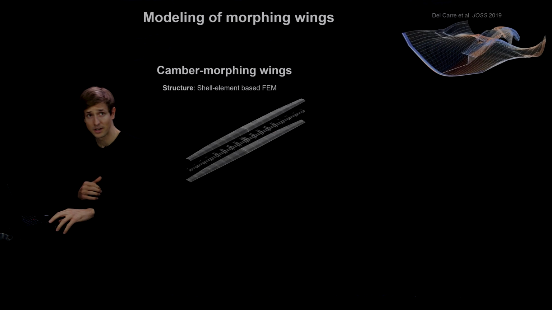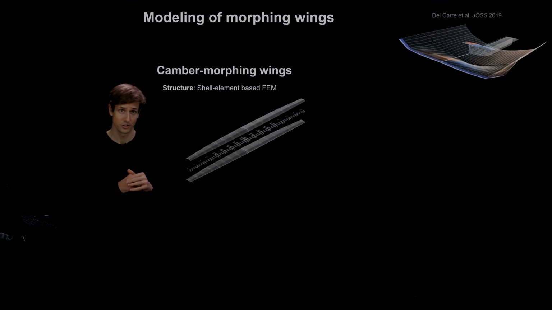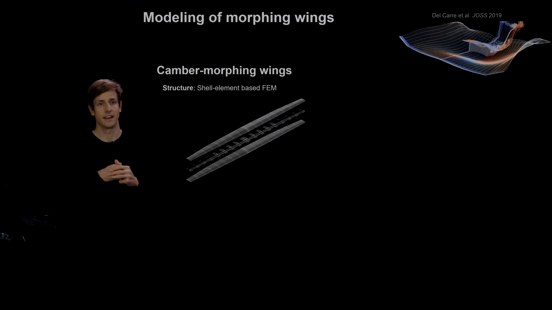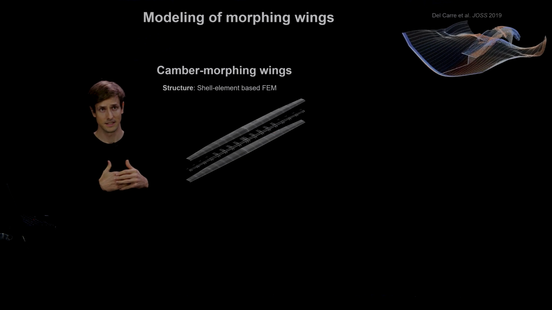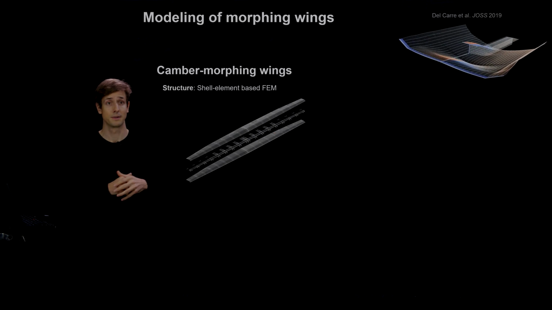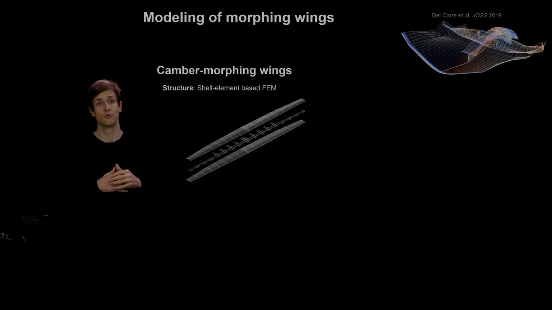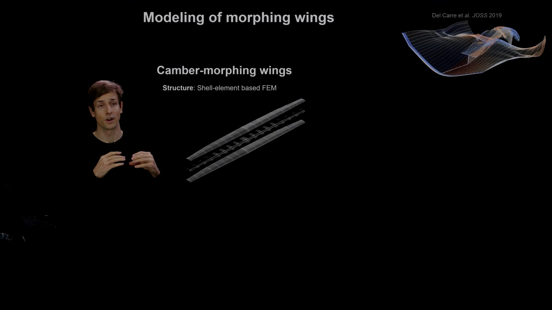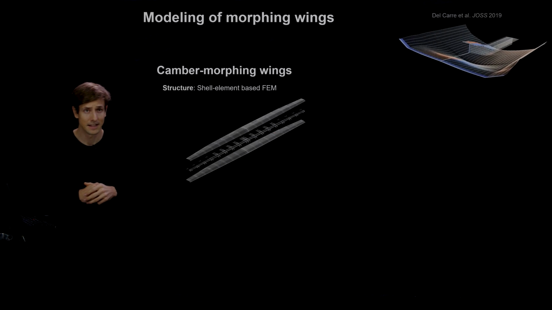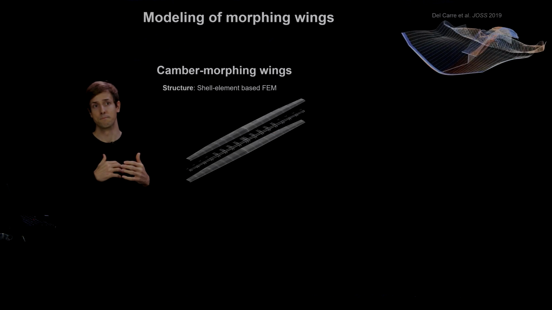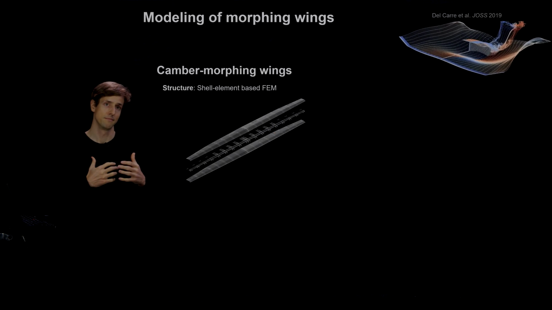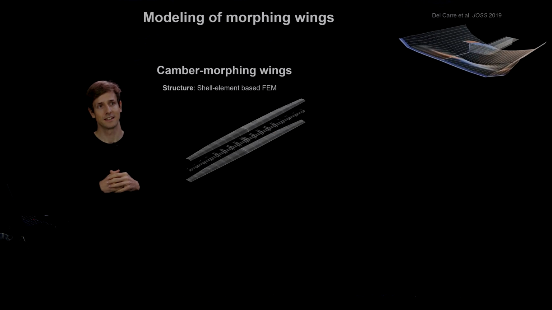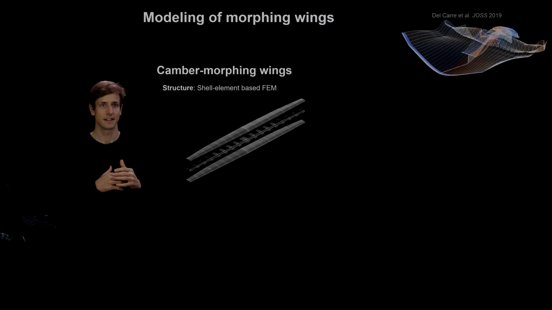And in the case of modeling morphing wings, we use a very similar approach. The big difference in terms of modeling the structure is that additionally to the flexibility, like the bending and the torsional flexibility of the wing, we also want to model the cambering of the wing, so how the airfoil actually changes. And therefore, instead of using a beam element or an exact beam element method, we use a more detailed shell element-based finite element model.